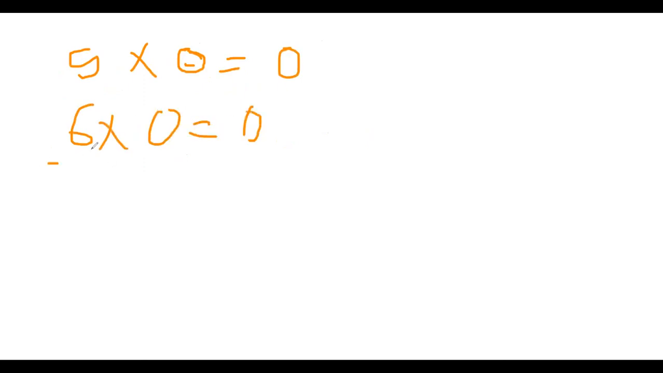Now we have the property of 0. Again same, the property of 0 in multiplication. 5 into 0 is 0. 6 into 0 is 0. Minus 6 into 0 is 0.